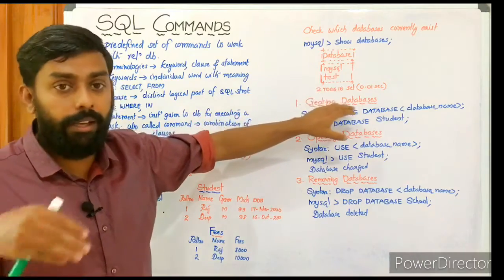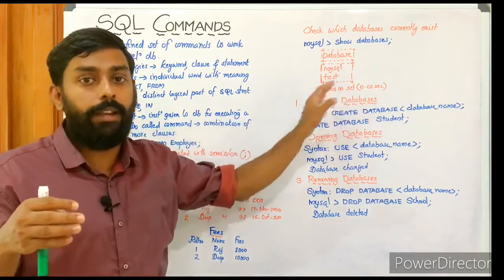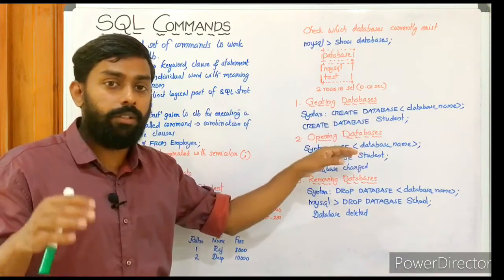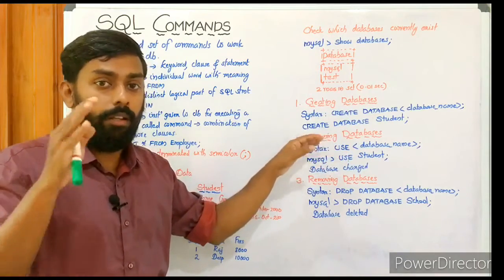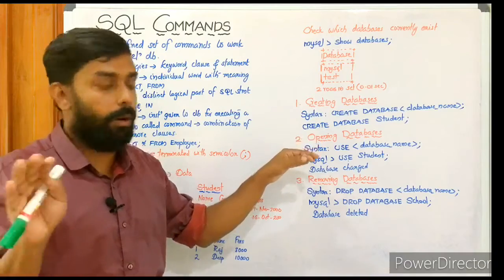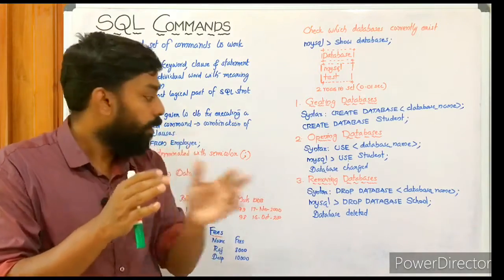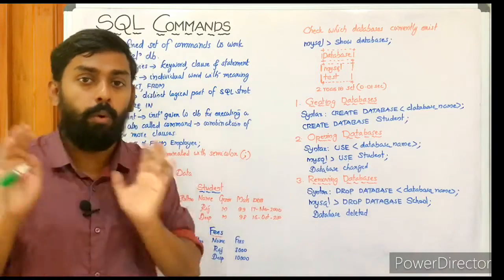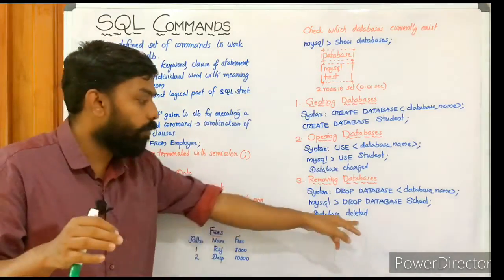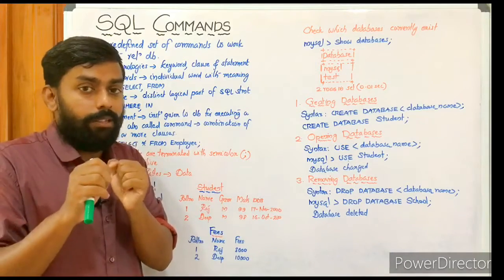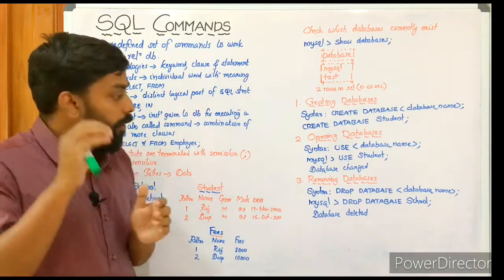Then we create a database using create database, database name: create database student, and the database will be created. Then we use it, we open it: use student semicolon. Then removing a database, just like creating: drop database, database name, drop database school. It shows the database deleted. Now we have the create table command.